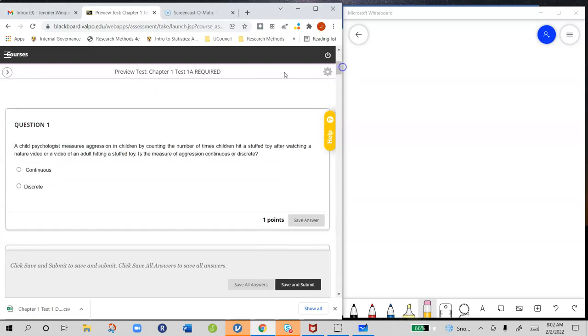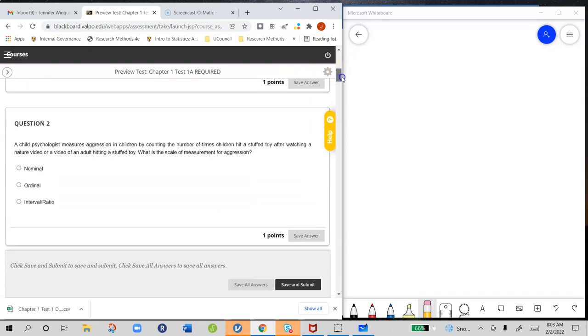Right. So our very first question here is looking at the number of times children hit a stuffed toy after watching a nature video, or a video of an adult hitting a stuffed toy. We want to know, is the measure of aggression continuous or discrete? So this would be a discrete measure, and it's discrete because there's nothing that occurs between any two categories. So a kid could hit a toy 1, 2, 3, or 4 times, but fractions don't make sense, decimals don't make sense, and for that reason it's discrete.